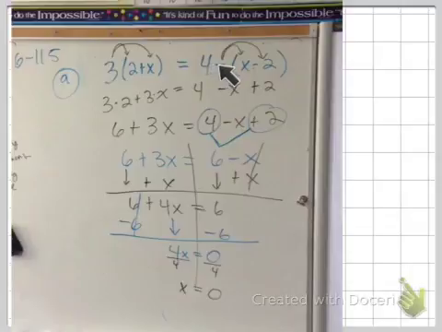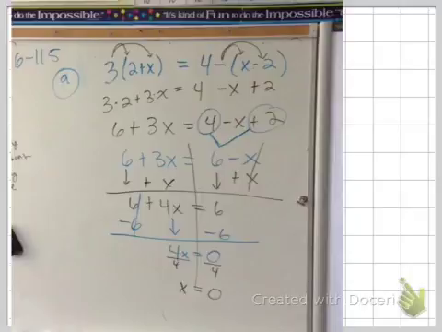Next, you want to distribute this minus outside of the parentheses to everything inside of the parentheses. So there's two things inside, the x and then the minus 2. So the opposite of x is negative x, and the opposite of negative 2 is positive 2.